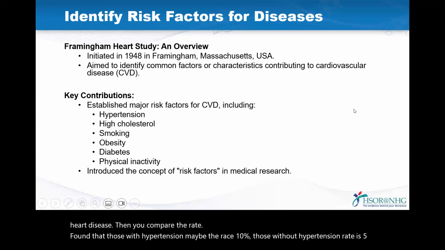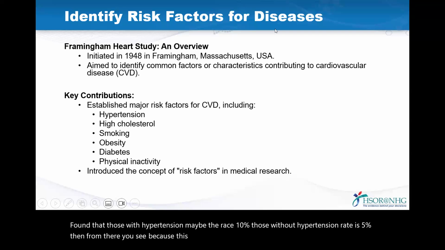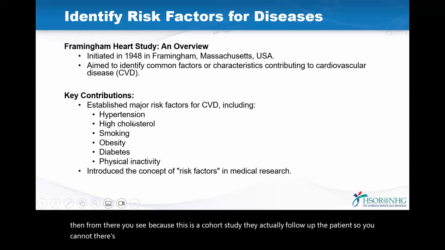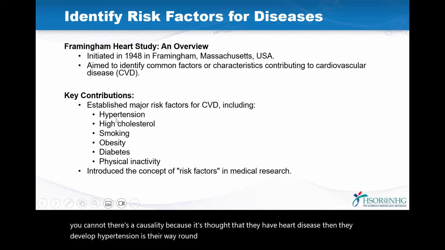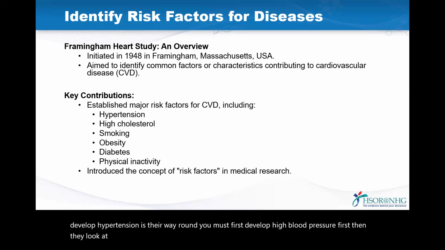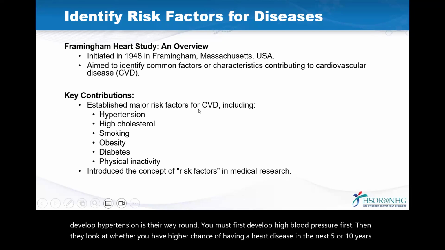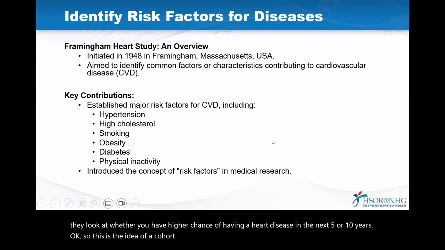Because this is a cohort study, they actually follow up the patients, so there's a causal direction. It's not that they have heart disease and then develop hypertension. It's the other way around. You must first develop high blood pressure, then they look at whether you have a higher chance of having heart disease in the next 5 or 10 years. So this is the idea of a cohort study. We shall cover more of this in future. So this is how to identify risk factors.